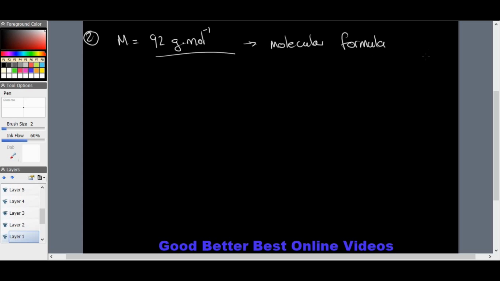Okay, so what we need to do is find out, well, what is the molar mass of the empirical formula, NO2? Well, that's 14 for nitrogen plus 2 times 16 for oxygen. That's 32 plus 14, which gives me 46 grams per mole.